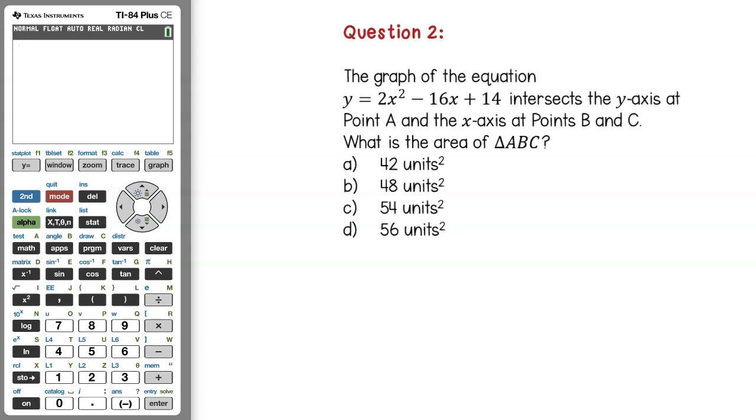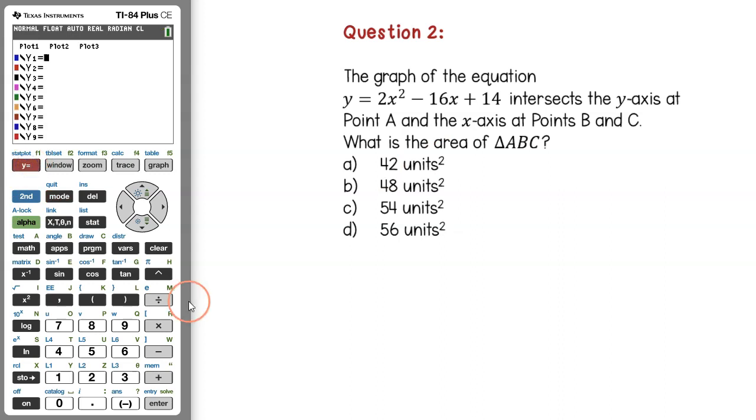All right, we're looking at question number 2. The graph of the equation y equals 2x squared minus 16x plus 14 intersects the y-axis at point A and the x-axis at points B and C. So what we're actually going for here is graphing points A, B, and C and looking at the triangle that's formed between those 3 points. So let's go ahead and start by graphing this using our graphing calculator, and let's see what we have.